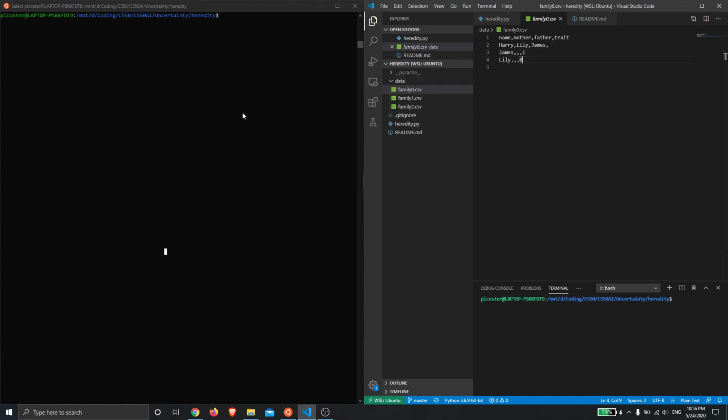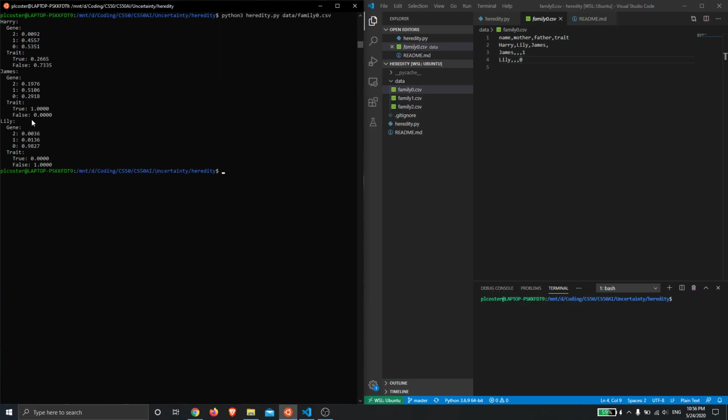So let's run our program for this first small family, family0.csv, and we get these results. We can quickly do a sanity check. We know that Lily doesn't possess the trait, and we see we get a 100% chance of her not having the trait here, and similarly James does have the trait and we get a 100% chance of him having the trait, so that makes sense.